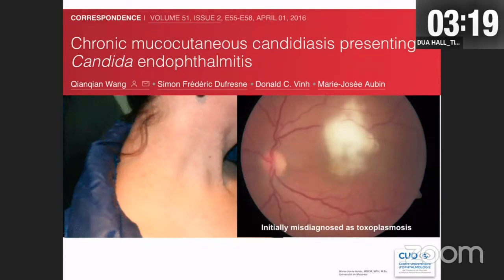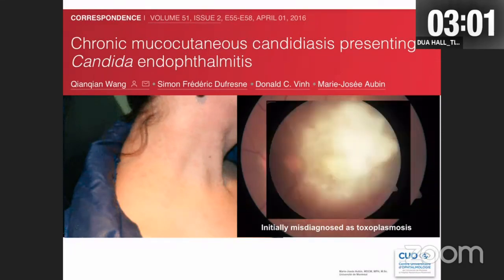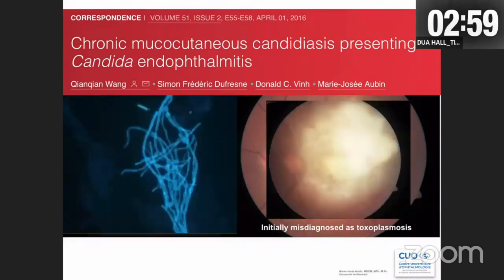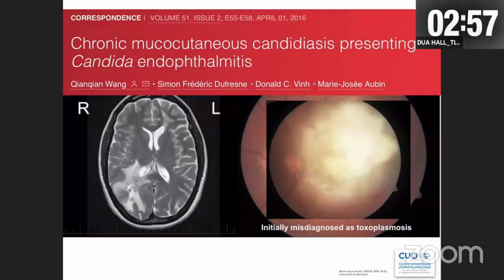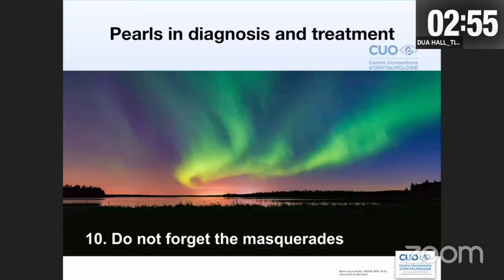And this is another zebra, a young lady presenting on Christmas Eve with a chorioretinal lesion, misdiagnosed initially with toxoplasmosis, with poor response to treatment, which was antitoxoplasmosis medication combined with oral steroids, and was found to have candida not only in the eye, but also in the brain, and responded very well to antifungal treatment. And this was due to a CARD9 genetic deficiency.